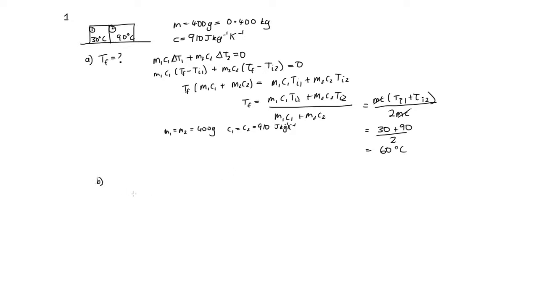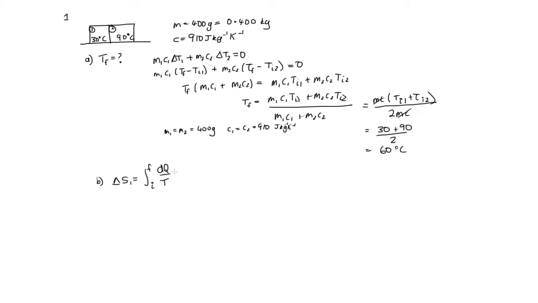Okay, in part B, it then asks us to calculate the change in entropy of the two-block system. So in order to do this, we can imagine heating block 1 gently up to 60 degrees and cooling block 2 gently down to 60 degrees. And for each of these processes, we can calculate the change in entropy. So the change in entropy of block 1 is going to be the integral from the initial state to the final state of dq over T.